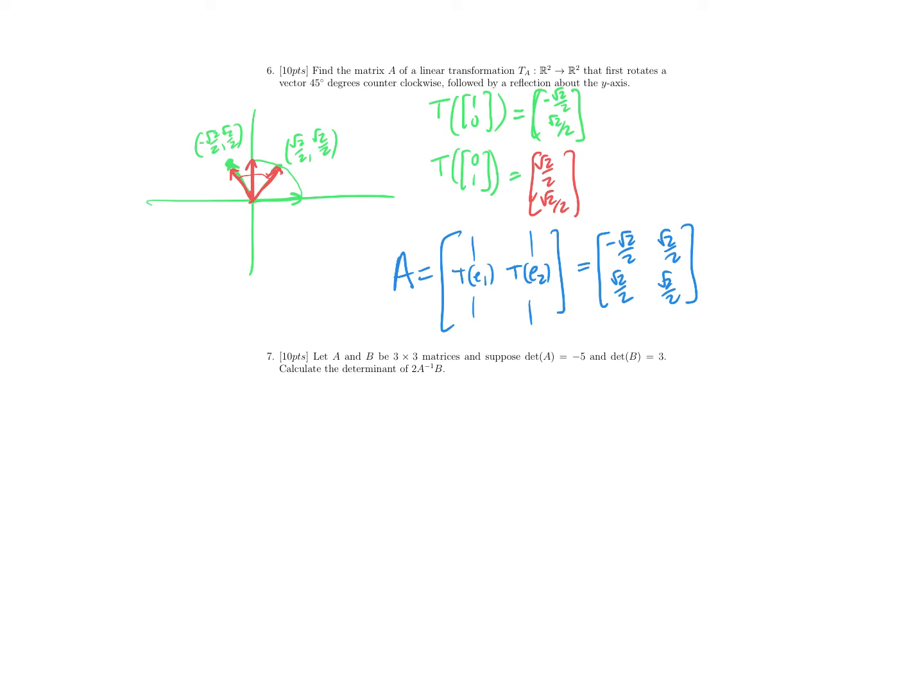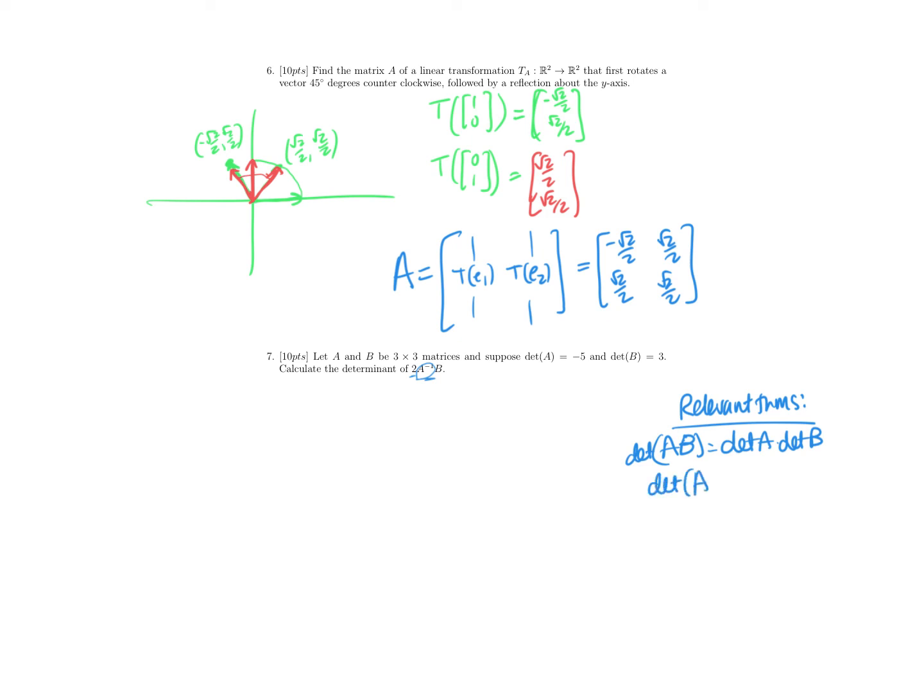Okay. This is: let A and B be 3 by 3 matrices, and suppose that the determinant of A is negative 5, and the determinant of B is 3. So the relevant theorems are going to refer to theorems about determinants. I'm supposed to compute the determinant of 2A inverse B. So note that I have a scalar multiple, and then I have an inverse, and then I have a product. So we have that the determinant of a product is the product of the determinants, which is nice.